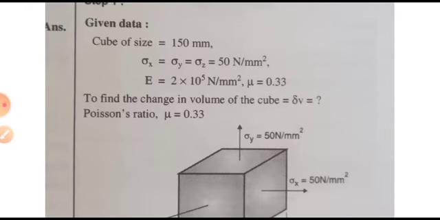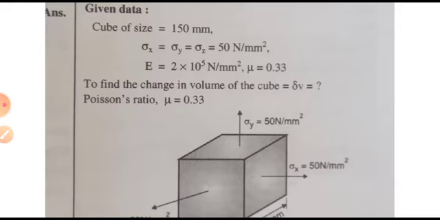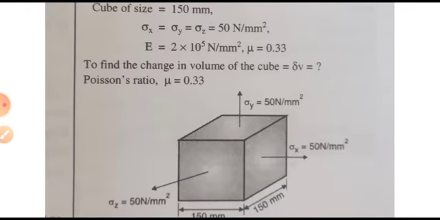Cube size is given, 150 millimeter. Then uniform stress from all directions, which is 50 Newton per millimeter square. E is given as 2 into 10 raised to 5 Newton per meter square, and mu is also given, 0.33. We have to find the change in volume of the cube, that is dV.